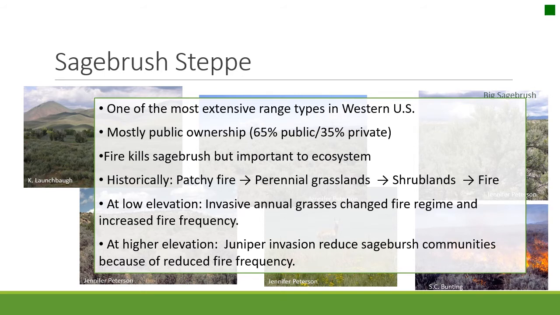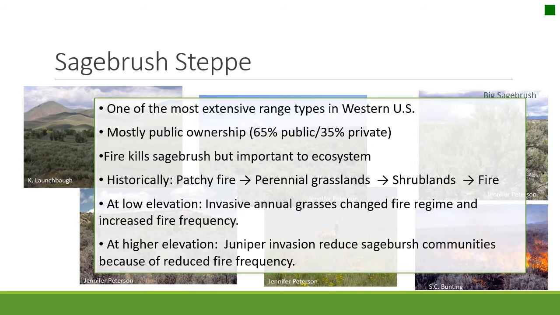Fire is interesting in this ecosystem because it kills sagebrush. So here's an ecosystem that's dominated by sagebrush, and yet fire is very important for maintaining it, and yet fire is deadly to sagebrush, most sagebrush species anyways. So how does that work? Well, it has to do with the temporal and spatial scales of fire.